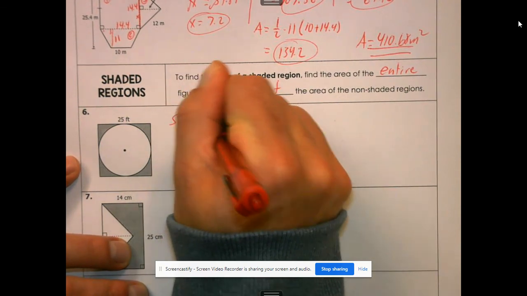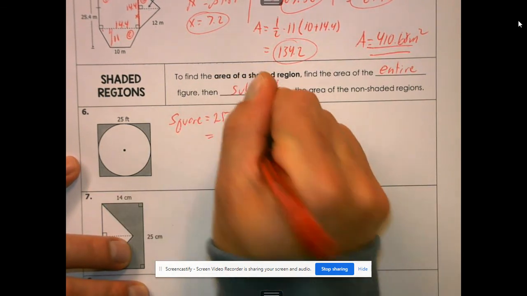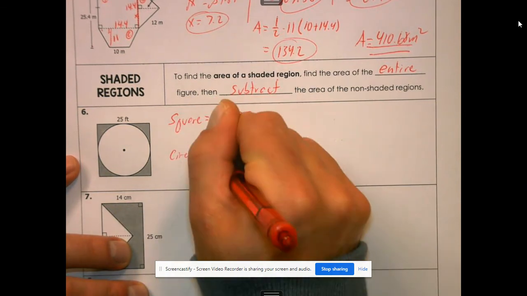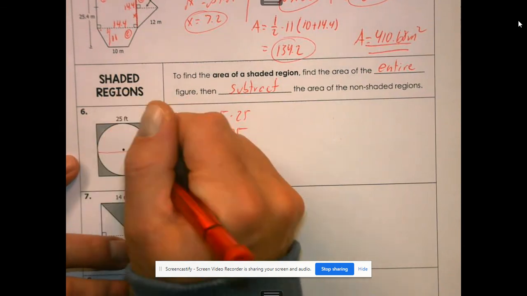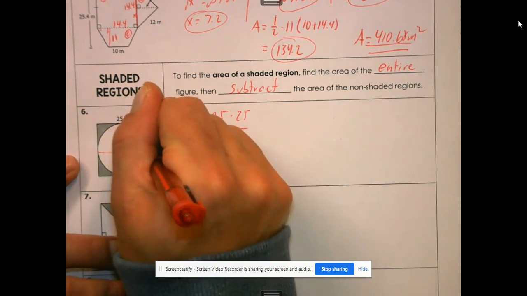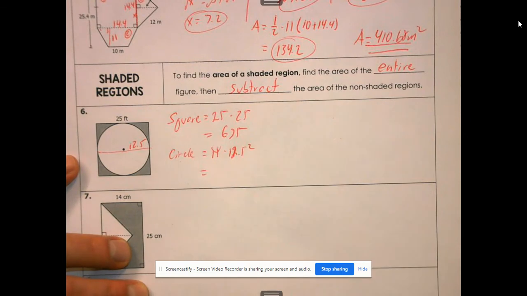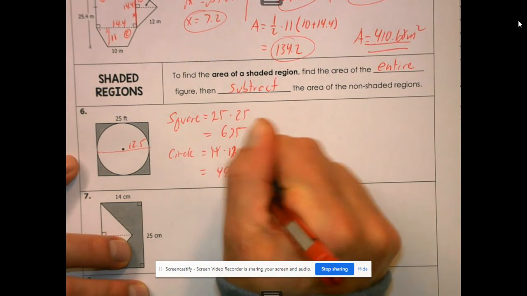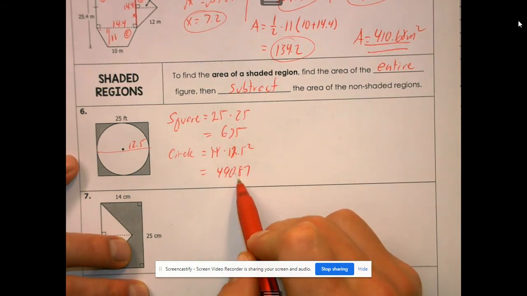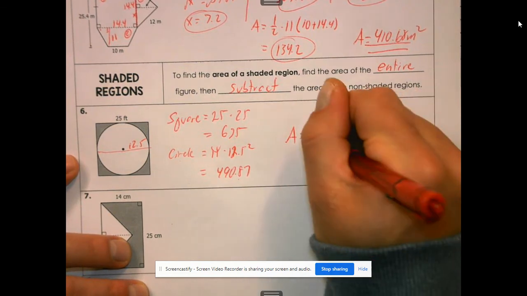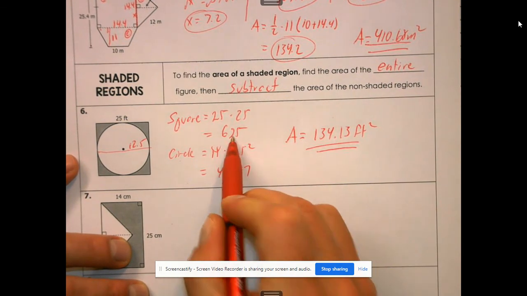Square first, 25 times 25. That comes out to be 625. The circle, pi, times radius. Right now, the diameter is 25. So if I cut that in half, that would be 12.5 for a radius. So pi times 12.5 squared comes out to be 490.87. So here we go. You take the square minus the circle to get the area of the shaded region. If you do that correctly, 134.13 square feet. Square minus circle.